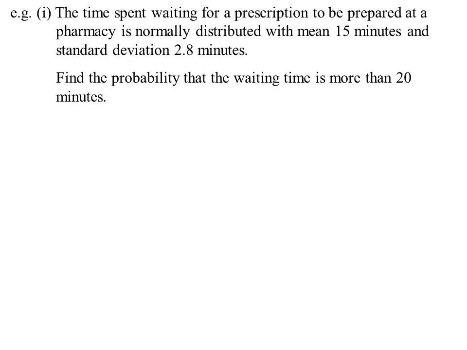So we're waiting for a prescription to be prepared at the pharmacy or the chemist. And we know it's normally distributed with an average of 15 minutes waiting for that script to be filled and a deviation of 2.8 minutes. So let's find the probability that the waiting time will be more than 20 minutes for the script to be filled. So I'll let my random variable be W for waiting time. And they've told me that's normally distributed. The average was 15. And well, they told me the deviation, so the variance is that squared, 7.84.